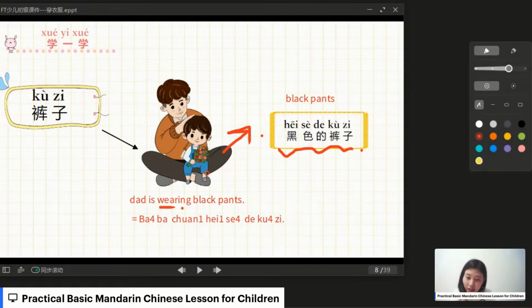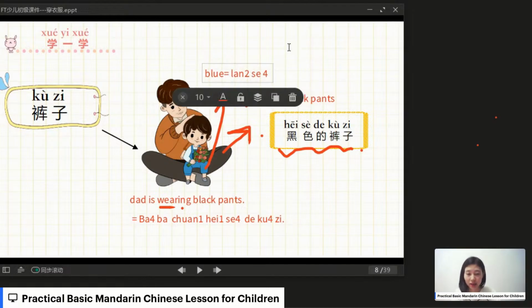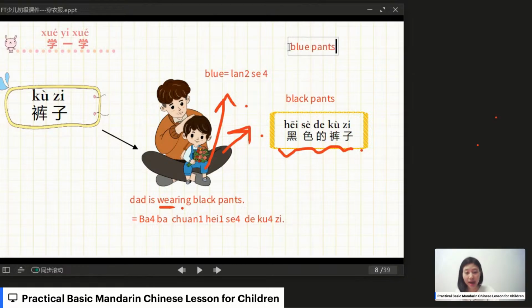Okay. So let's see this little boy, right? This little boy is wearing, I think it's blue, right? The blue pants. So how can we say blue in Chinese? Blue, that would be 蓝色. Only 蓝色. When we say blue pants, that will be 蓝色的裤子. Okay. 蓝色的裤子. This is the blue.